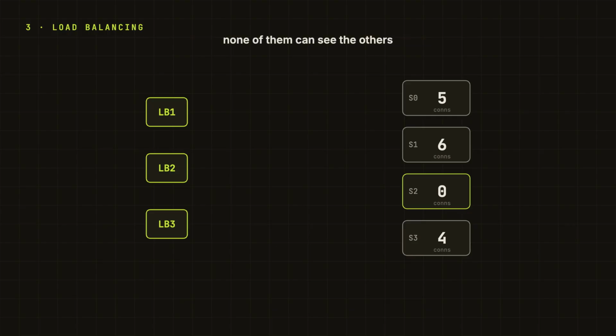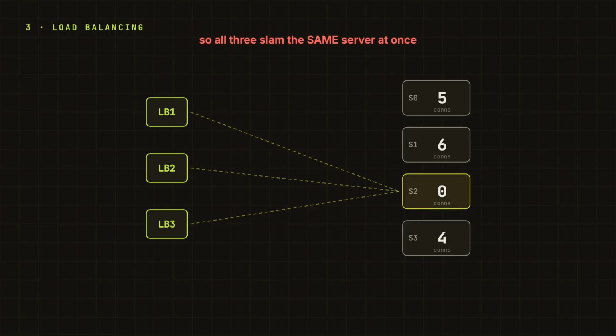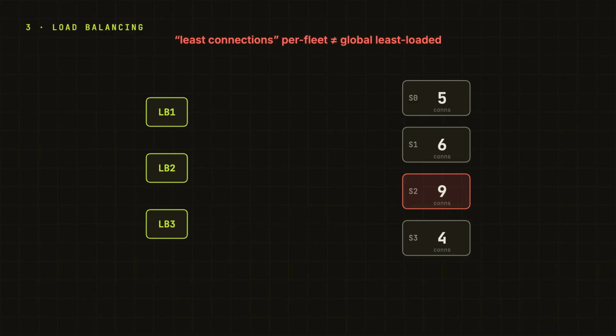So when each of them independently asks who is the least loaded server, they cannot look at the same idle server and all send to it together. So least connections across a whole fleet is not actually the global least loaded. Each balancer is just guessing from its own small slice of information. So we have a real problem now.